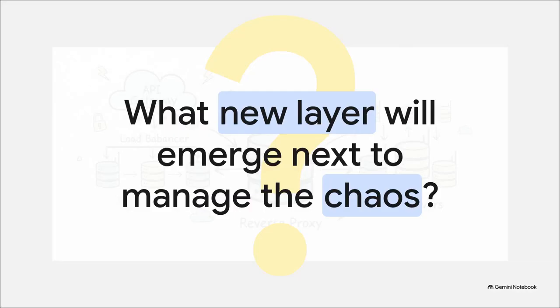Understanding these foundational components is essential for grasping how our modern digital landscape actually operates behind the scenes. But as systems grow ever more complex, handling millions of requests per second, one has to wonder, as applications continue to evolve, what architectural innovation will become the next new standard to manage the chaos tomorrow?